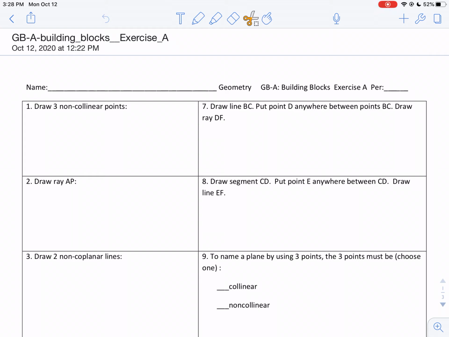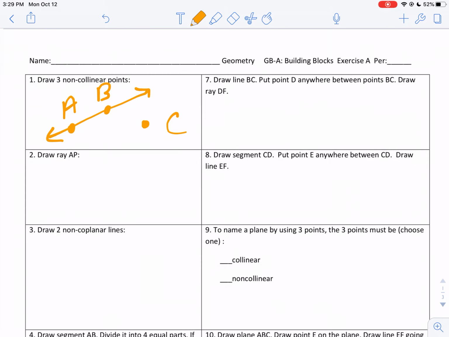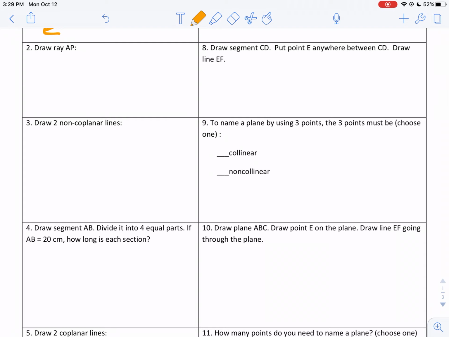Okay, so number 1, draw 3 non-collinear points. Non-collinear points. Again, if you remember from what I talked about before, non-collinear means not on the same line. Okay, so I would draw a line, and I will put 2 points A and B on the line, and I will put C outside of it. So A, B, C are 3 non-collinear points because all 3 of them are not on the same line. Okay. I could draw, like number 3, draw 2 non-coplanar lines.